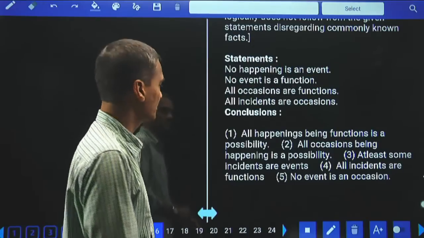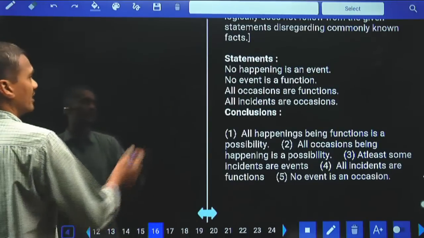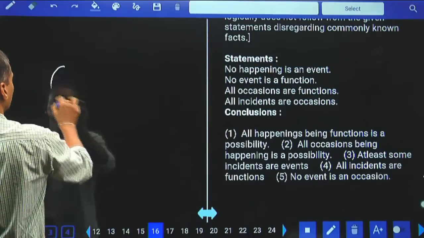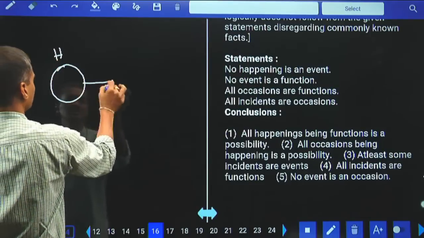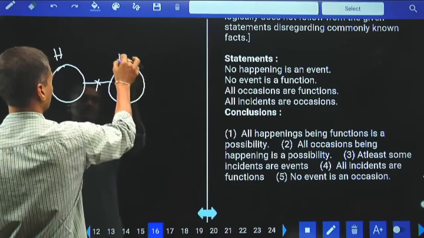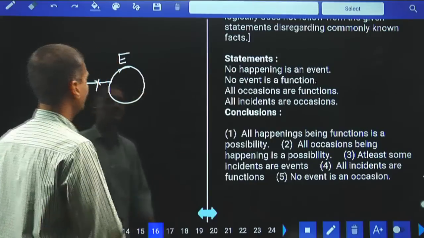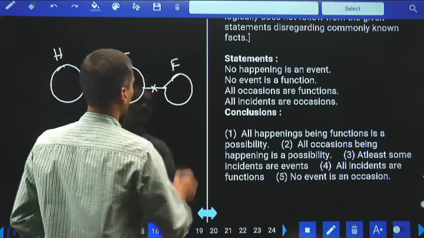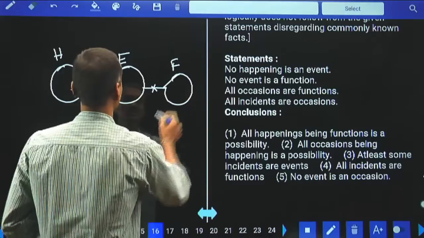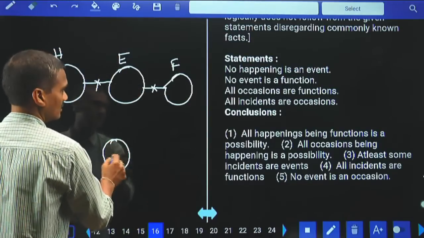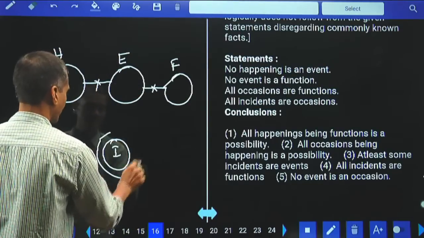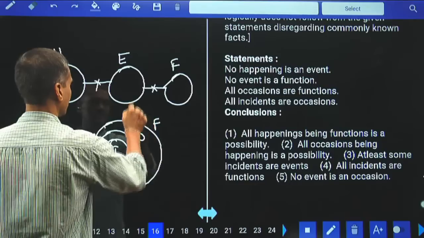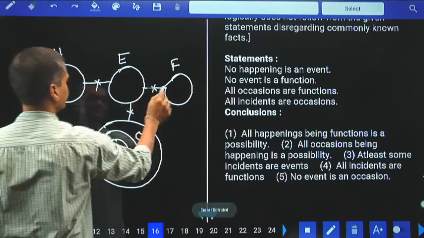Now in this question number 16, tell me what is the answer here. First we need to write down the basic diagram. In the basic diagram, no happening is an event. No intersection between these two. And no event is a function. Event and function cannot be intersected at all. All incidents are occasions and all occasions are functions and no function is an event. Now this is the basic diagram we have, isn't it?